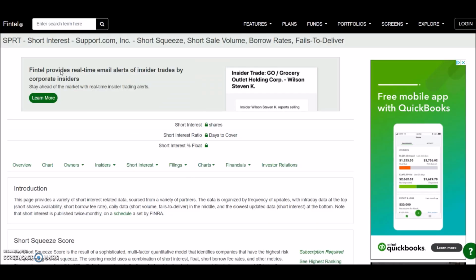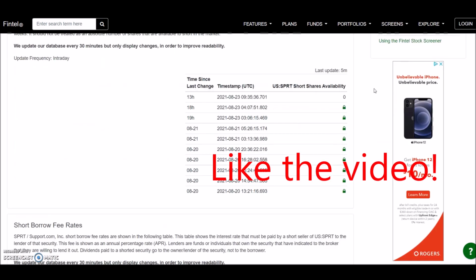And look at Fintel now. I'm very excited to see that now 0 shares are available to trade.